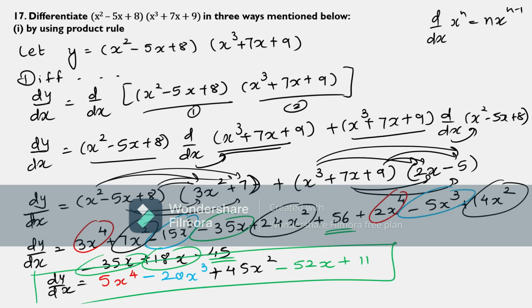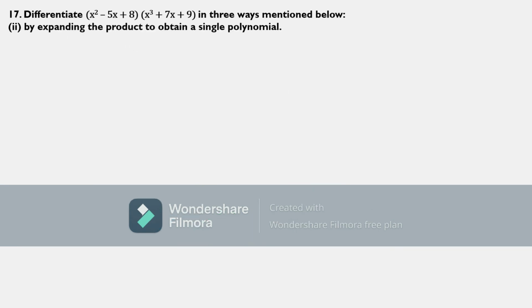Okay, let us check the other methods also. Here we are using the same thing by expanding the product to obtain a single polynomial. First of all, expand, meaning we'll multiply and get a single polynomial, and after that we'll differentiate. Okay, you might feel this method is easy, but all are equally easy. So what do we need to do? We have to open the bracket. So let's do that.